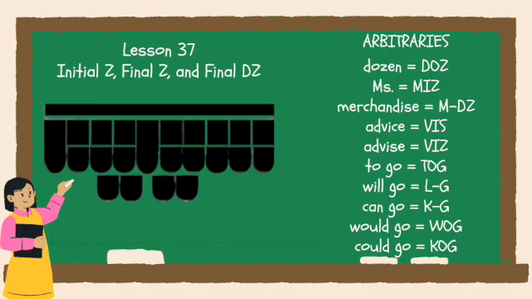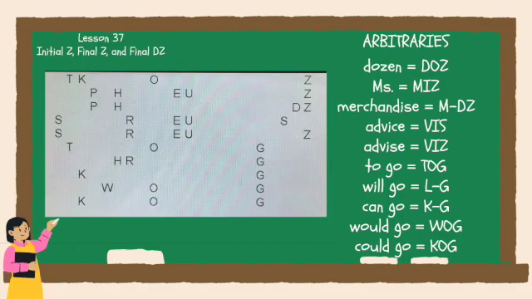Then we have phrases: to go, will go, can go, would go, and could go. On the next slide, we can see how these arbitraries and phrases are written, or how they appear on the screen when we type using the machine or the steno writer. So there you have it. You can see on the left side how these arbitraries and phrases are written: dozen, miss, merchandise, advice noun, advice verb, to go, will go, can go, would go, and could go.